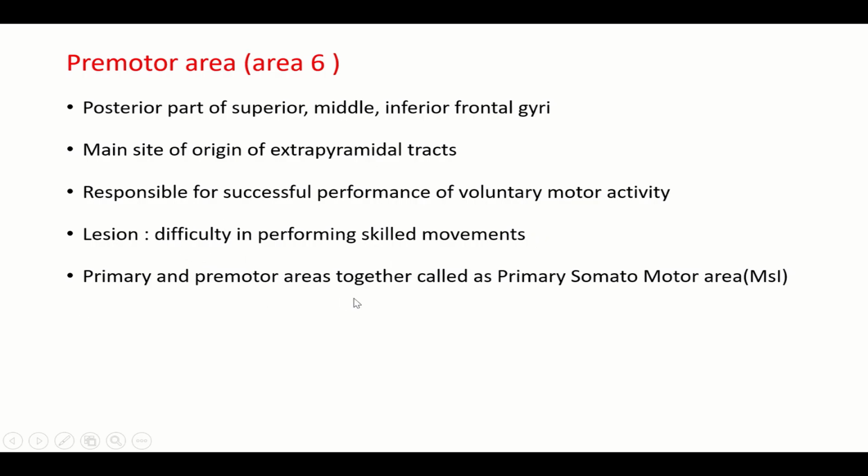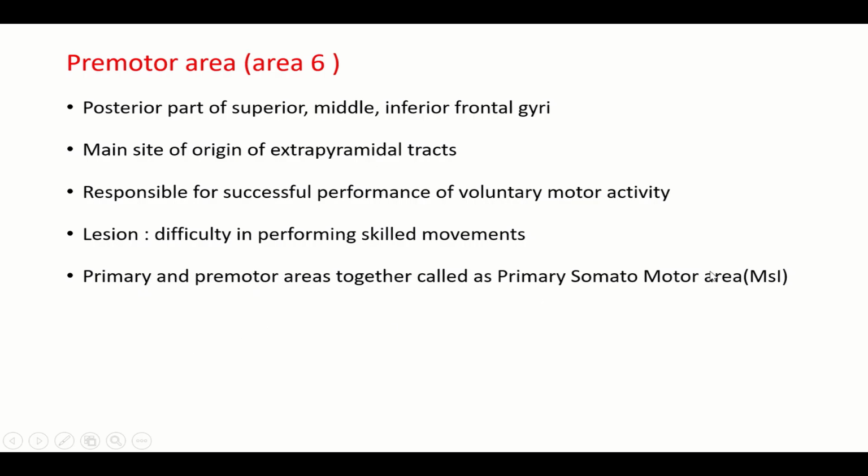The primary motor and premotor areas together are called the primary somatomotor area, written with capital M and small s, because M is the motor and s is the sensory component. That means there is a predominant motor component, but also a slight sensory component. So let us call it MsI, the primary somatomotor area, comprising the primary motor area and the premotor area.